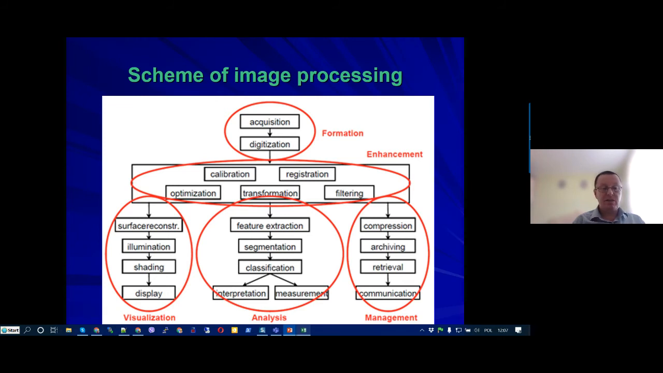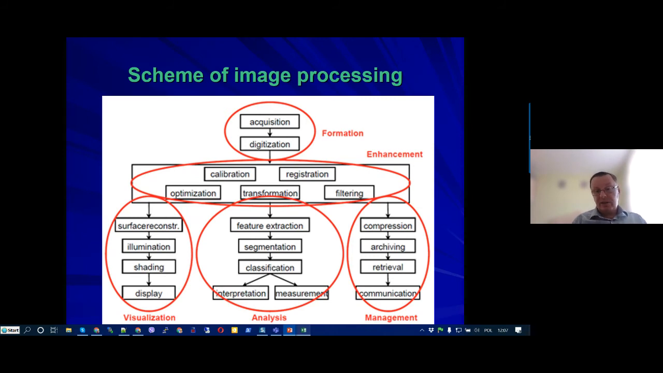Based on a digital matrix, we try to reconstruct surfaces, illuminate them, apply shades, and then perform projection to a flat computer screen, and we get a flat image of a 3-dimensional scene.